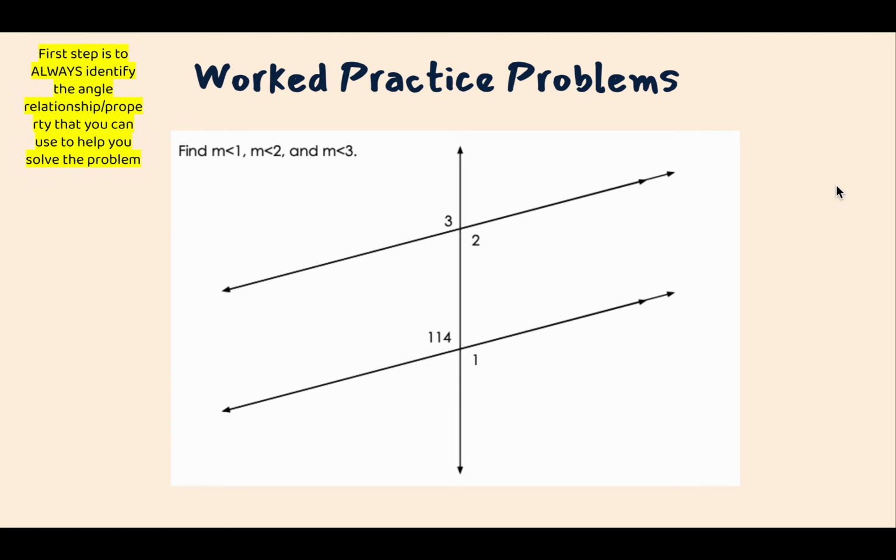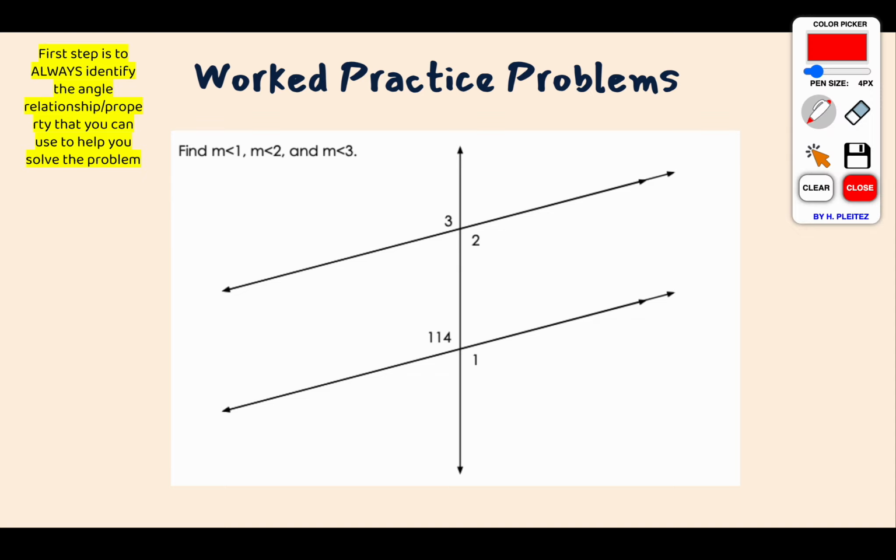All right, we're going to do some numerical practice problems, so you guys are going to follow along with these in your notes, and then you will practice some on your own. So our first step is to always identify the angle relationship that we're using or the property that we can use to help us solve the problem. So we're given all of this different info, and it wants us to find angles 1, 2, and 3.